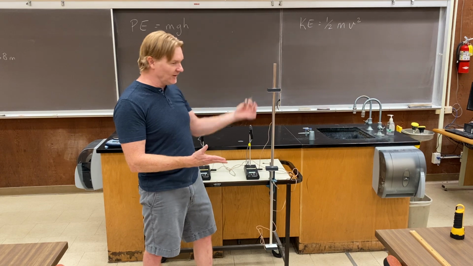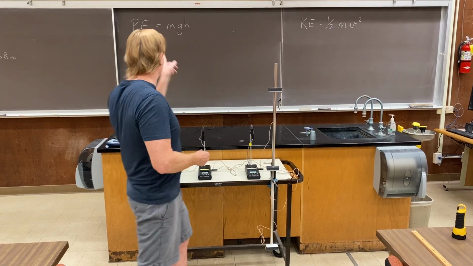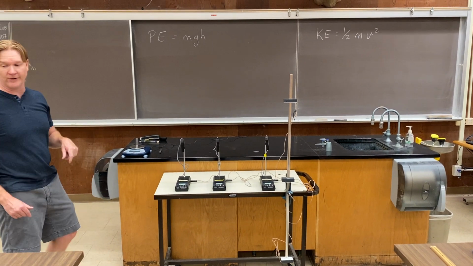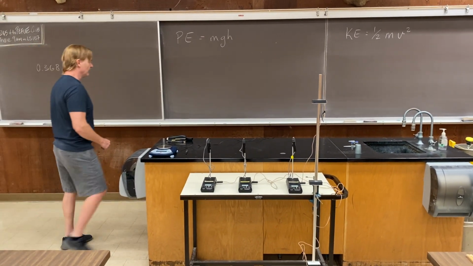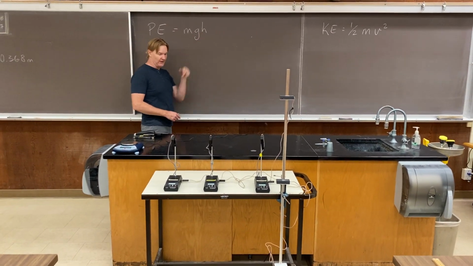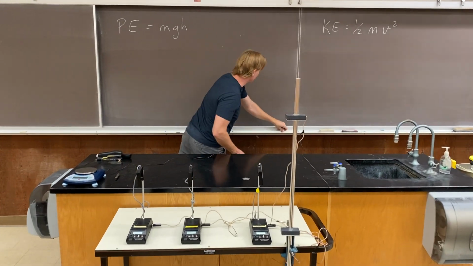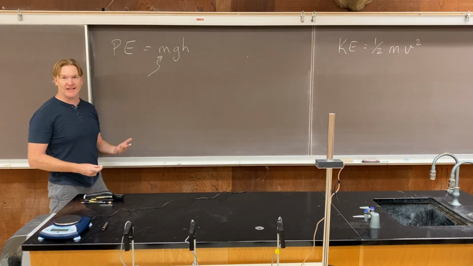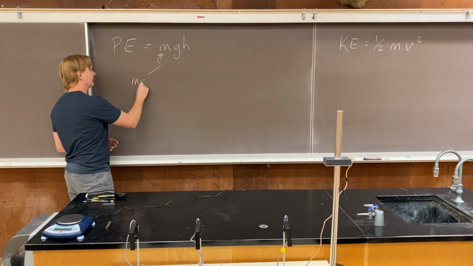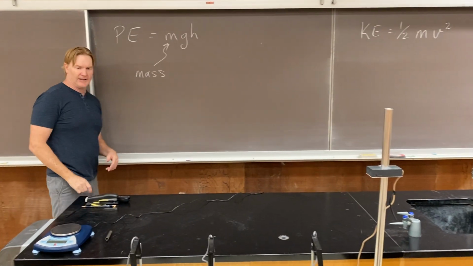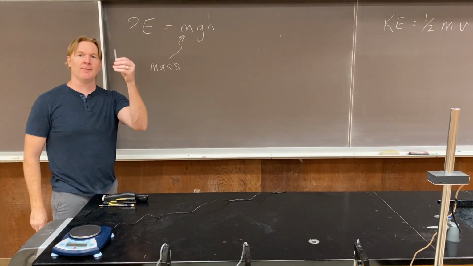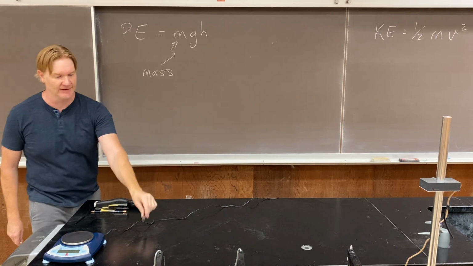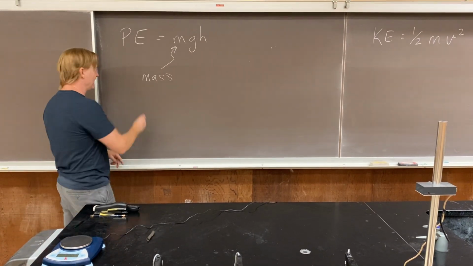So how are we going to do this? Well, let's take a look at the potential energy formula up here on the board and review what these variables are. The M is going to stand for the mass. Remember, we're talking about this little pipe right here. That's the object in question, so it's going to be the mass of the small pipe.